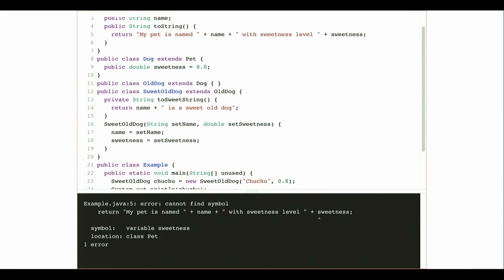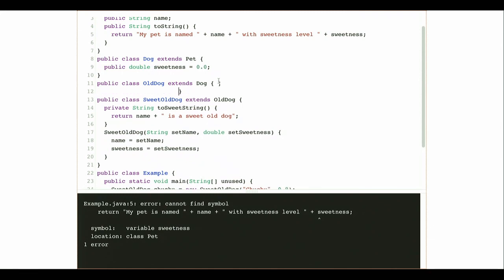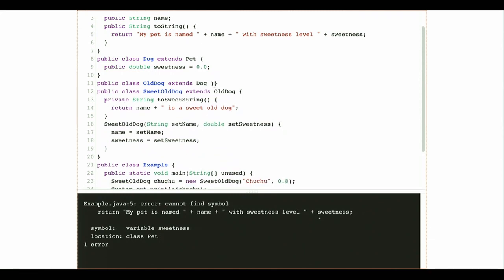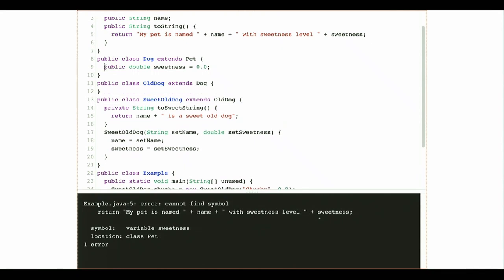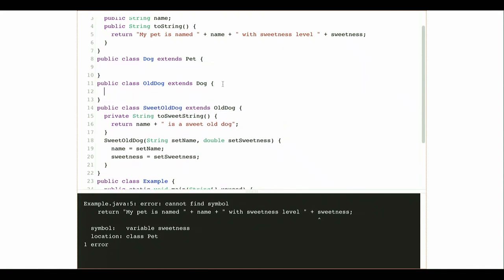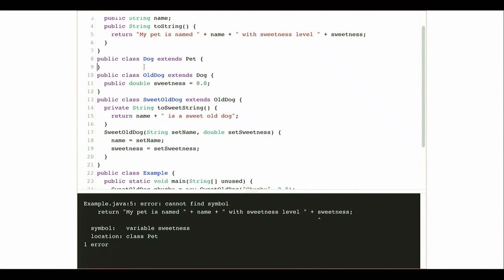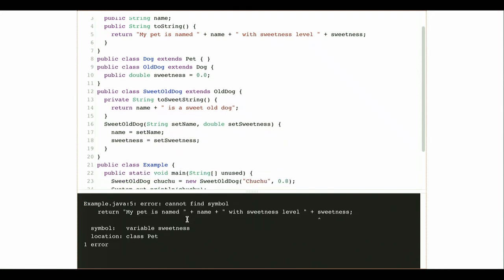So this is one approach to this. I'm going to talk about why it's not the best approach, but I'm almost there. If I want this to work, where do I need to define my sweetness level? What's that? Okay, so let's try putting it in the old dog class. So now let's move it in here. Same problem. Yeah, process of elimination, right?